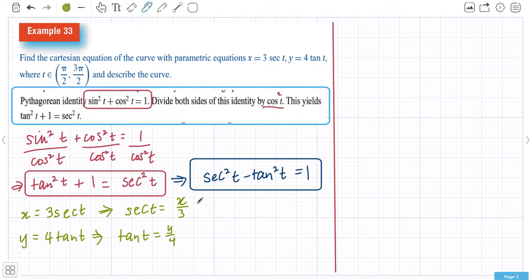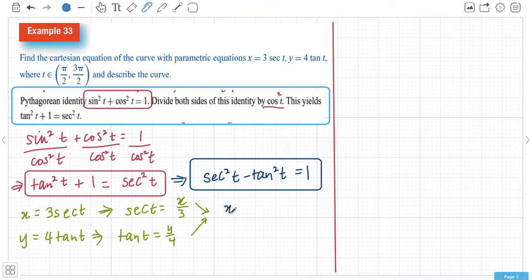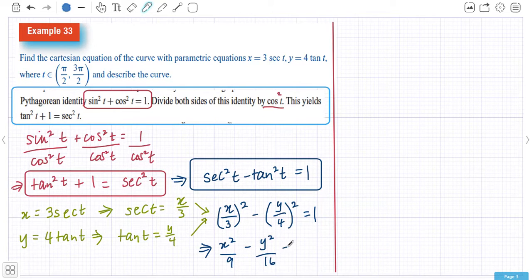So now what we can do is we can put both of these into this equation, and we're going to end up with sec squared, which is x on 3, all squared, minus tan t, which is y on 4, all squared, which equals 1. And I'm just going to expand that so it looks a bit nicer. X squared on 9 minus y squared on 16 equals 1. And that is our Cartesian equation. So we very quickly got the Cartesian equation from the parametric.